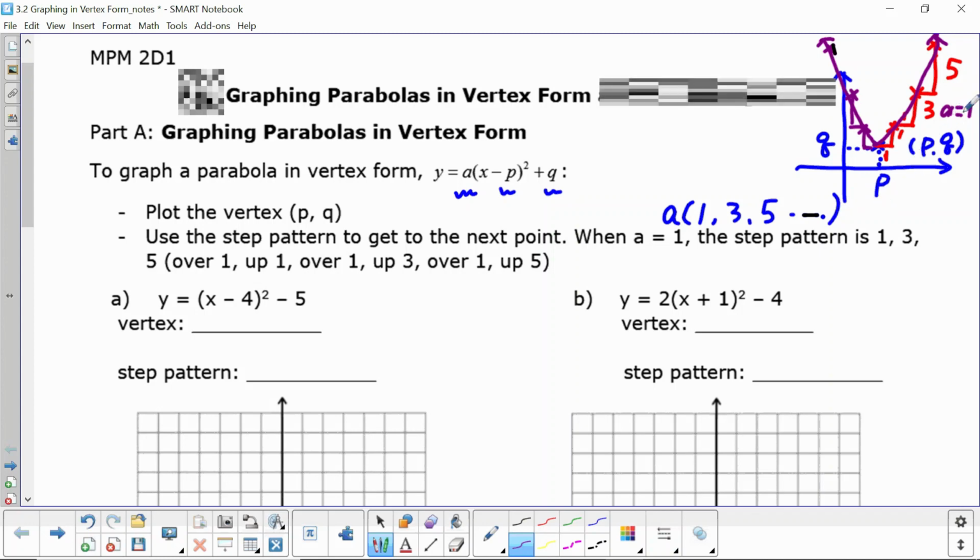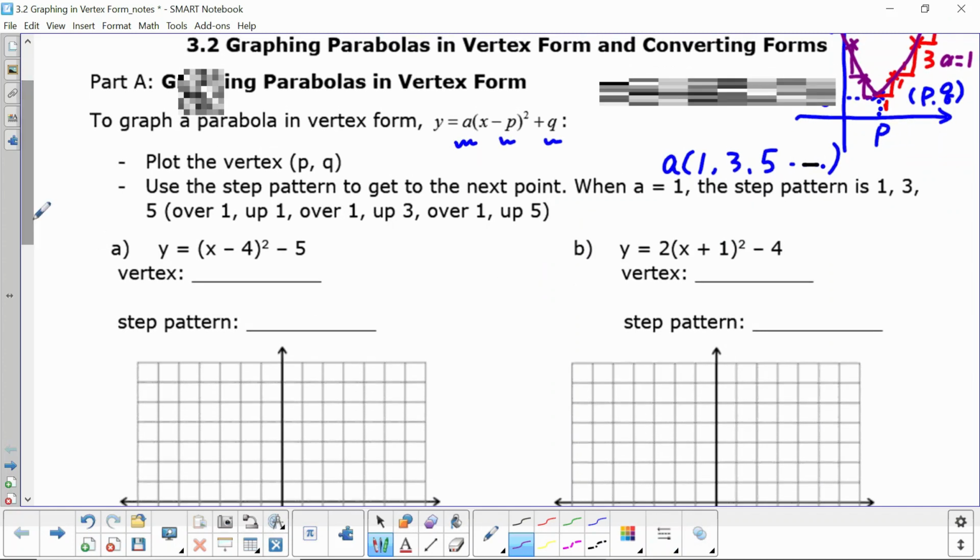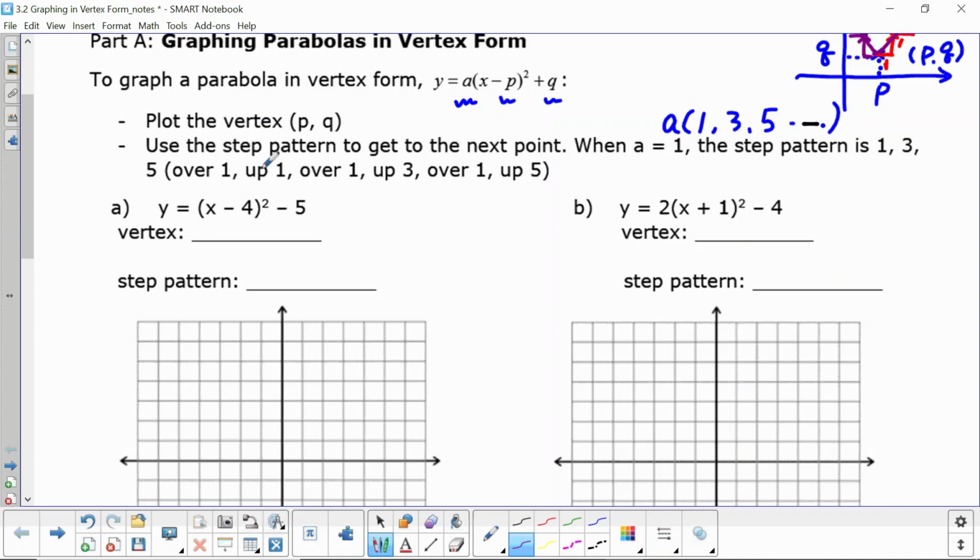And if the a value is not 1, we use a times 1, 3, 5, so it will change. So this is what we are going to do today: how to graph a parabola when the vertex form is given. We are going to graph the vertex first, then use the step pattern to find the other points. So let's see how we are going to do it. The vertex is the p and q values. So be careful.